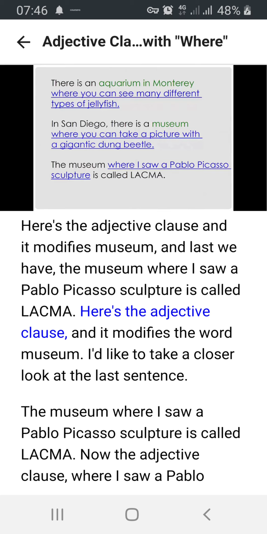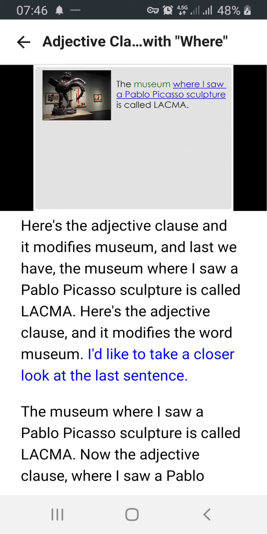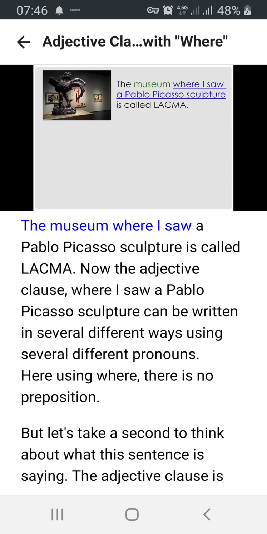Here's the adjective clause, and it modifies the word museum. I'd like to take a closer look at the last sentence. The museum where I saw a Pablo Picasso sculpture is called LACMA. Now, the adjective clause, where I saw a Pablo Picasso sculpture, can be written in several different ways using several different pronouns. Here, using where, there is no preposition.